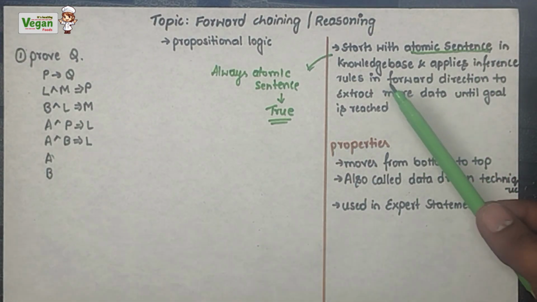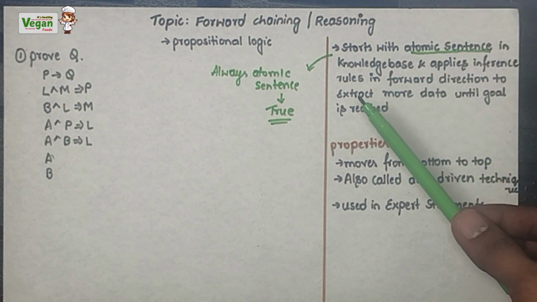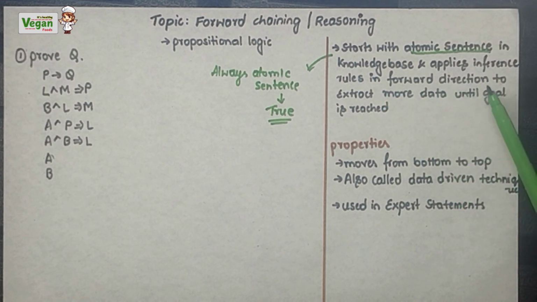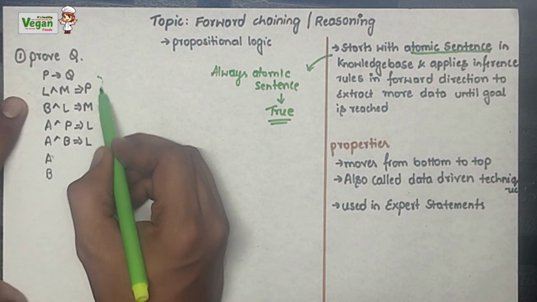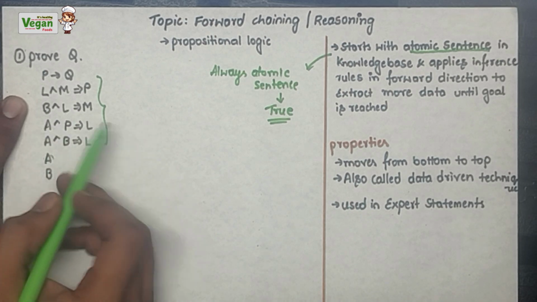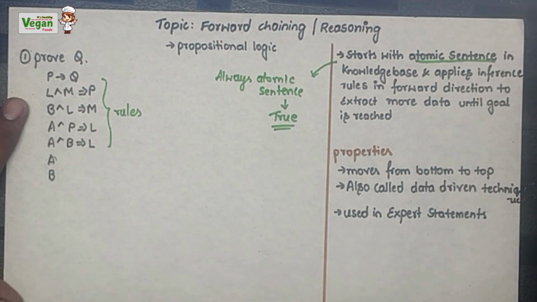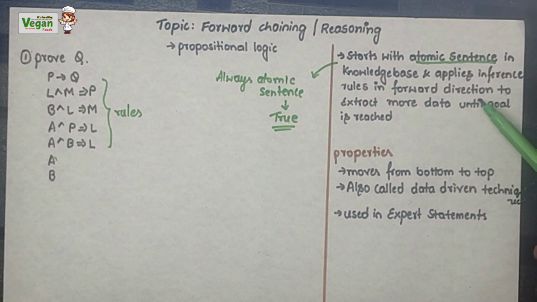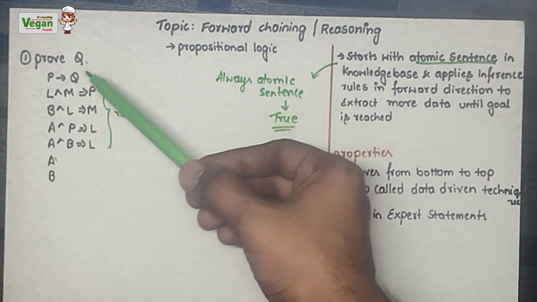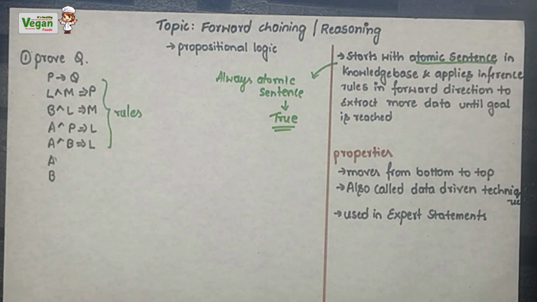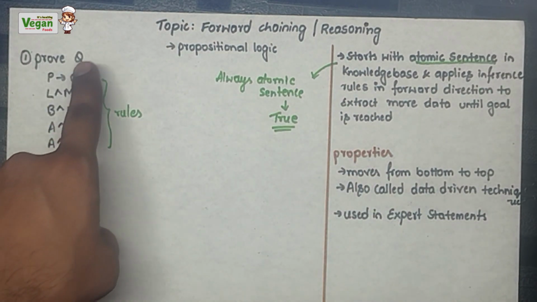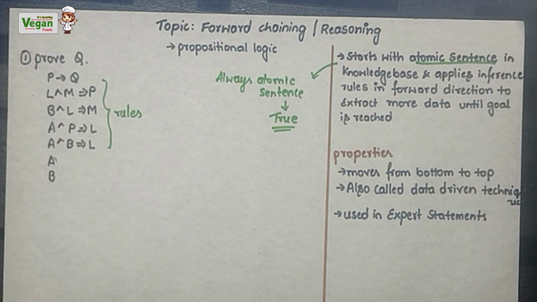It works in the knowledge base and applies the inference rule in the forward direction. We call all of these, with a left hand side and a right hand side, the inference rules in the forward direction, to extract more data until the goal is reached. What is the goal in the given question? To prove Q is true. If they say prove Q, then you must prove Q is true.